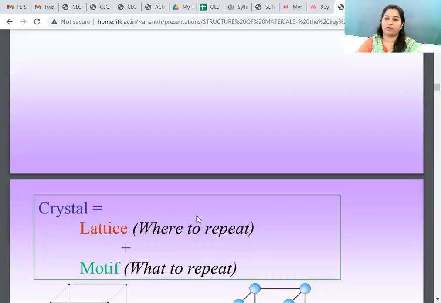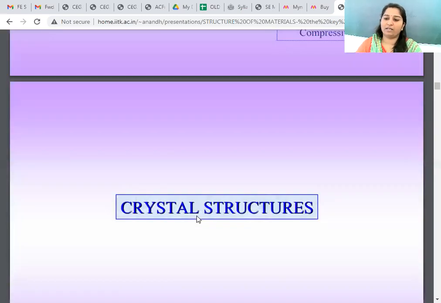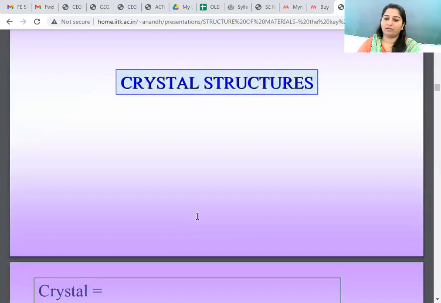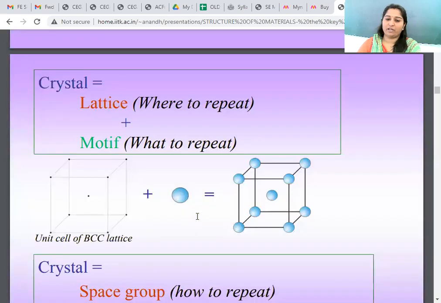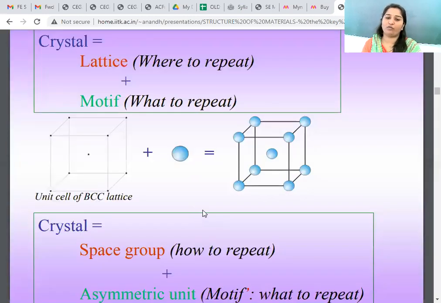Good morning, students. Today we are dealing with unit number 1, that is crystal structure and its deformation. Now, what is a crystal? A crystal is nothing but the combination of lattice and motif. Lattice means where to repeat, and motif means what to repeat. A structure repeated in a specific manner and at specific locations is called a crystal.